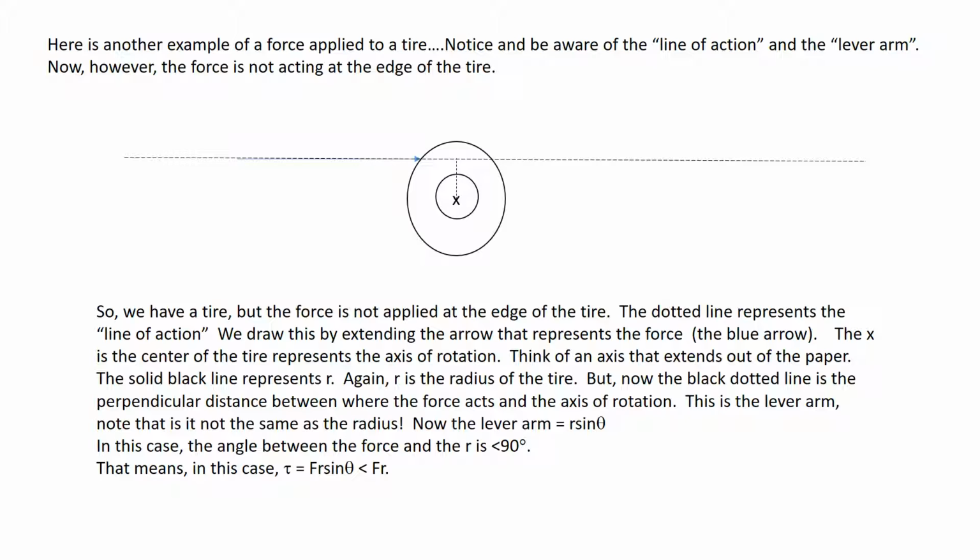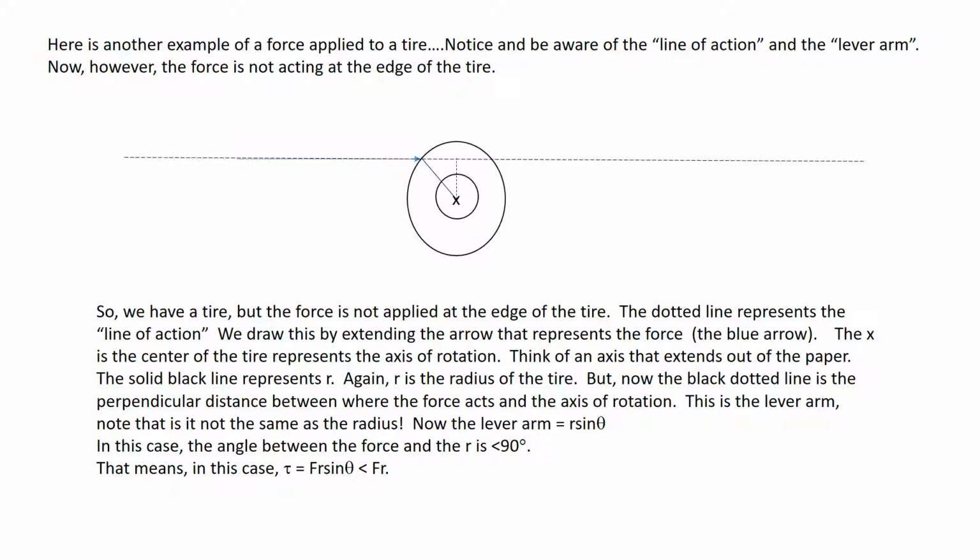There's my line of action. So that perpendicular, that dotted line that goes horizontally across the paper, will be my line of action. The other perpendicular, the other dotted line between X and the line of action, is going to be my lever arm. Notice it's not quite what the radius is anymore. It's a little bit less.